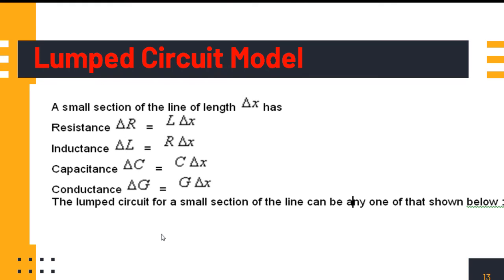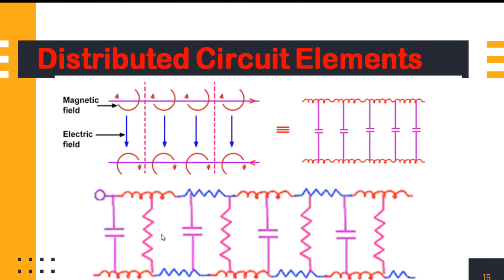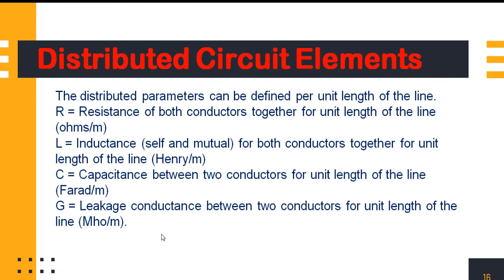Now here for all the line parameters, we can use two types of circuit model. One is called the lumped circuit model, and the second one is called the distributed circuit model. In a lumped circuit model, a small section of the line of length delta x has resistance delta R equal to R delta x, delta L equal to L delta x, delta C equal to C delta x, and delta G equal to G delta x. The lumped circuit for a small section of the line can be any one of those shown below. This figure shows the lumped circuit model, and this figure shows the distributed circuit model.